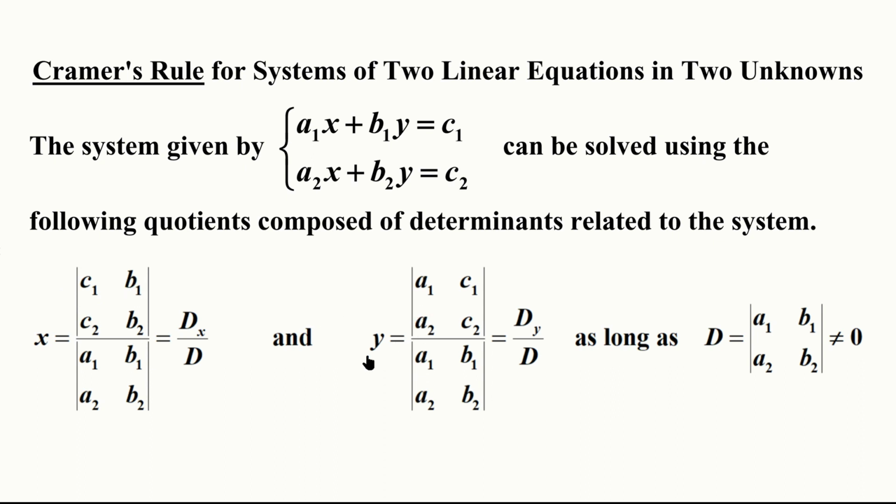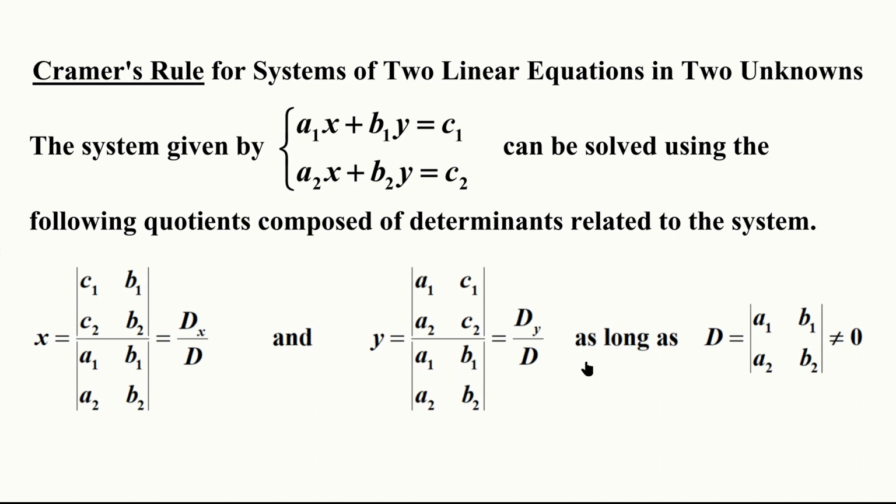So solving for y, you keep the x coefficients and you replace the y coefficients with the constants from the other side of the two equations, okay? And you go ahead and solve. So we call this determinant up here capital Dx, and the determinant that's common to both solutions we call just capital D, okay?